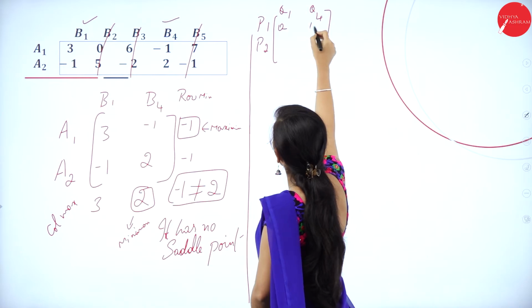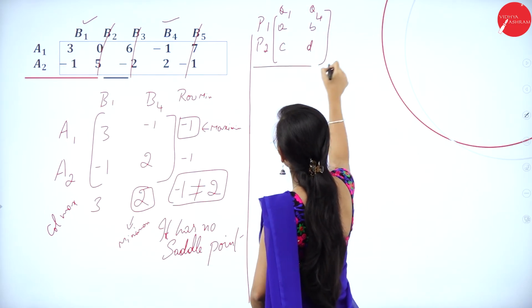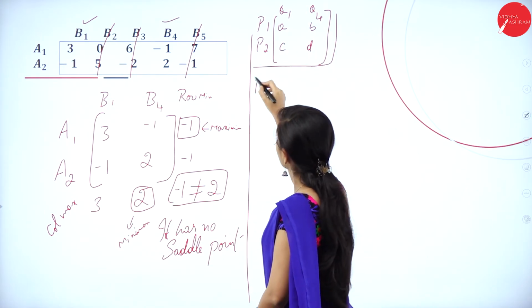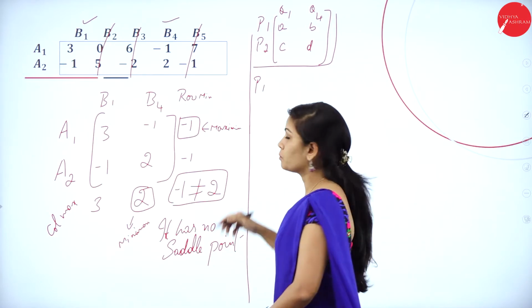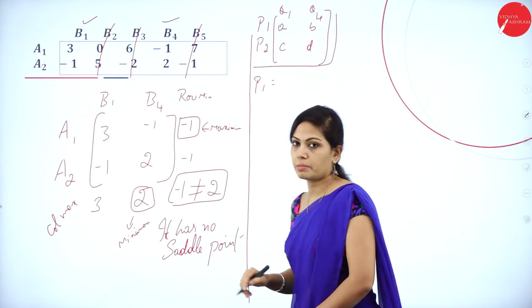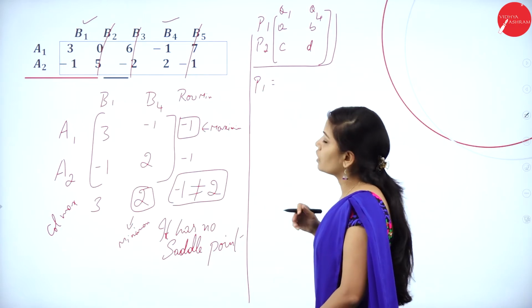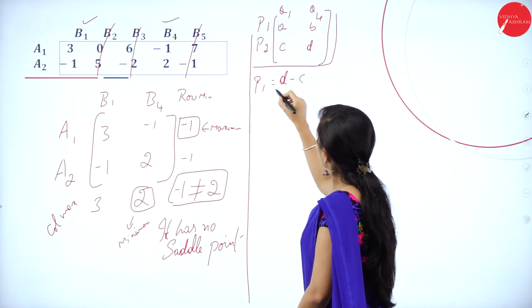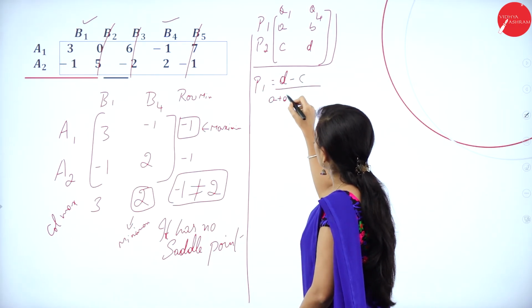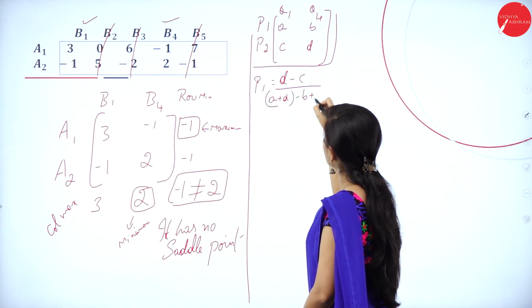So A, B, C, D. Use the formula for finding P1 and P2. So what is the formula? In my previous session I discussed the formula also. It is D minus C by A plus D minus B plus C.